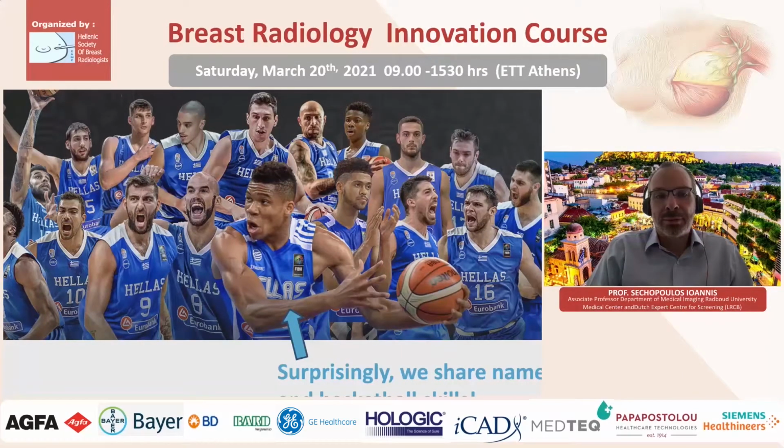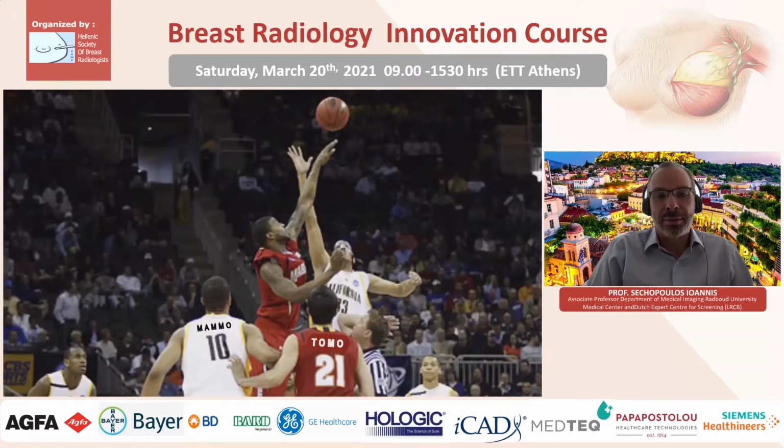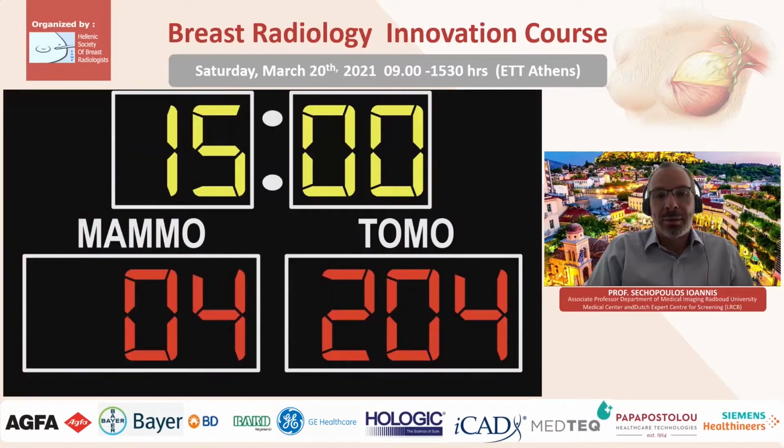I would like to use basketball as the idea of this competition between tomosynthesis and mammography, except that we're trying to go in reverse. We have 204 images to be read for tomosynthesis versus 4 for mammography. I have 15 minutes to get this 204 number as low as possible, as close as possible to 4 images in mammography, so that we can actually read a tomo screening exam on average as fast as a mammogram exam.